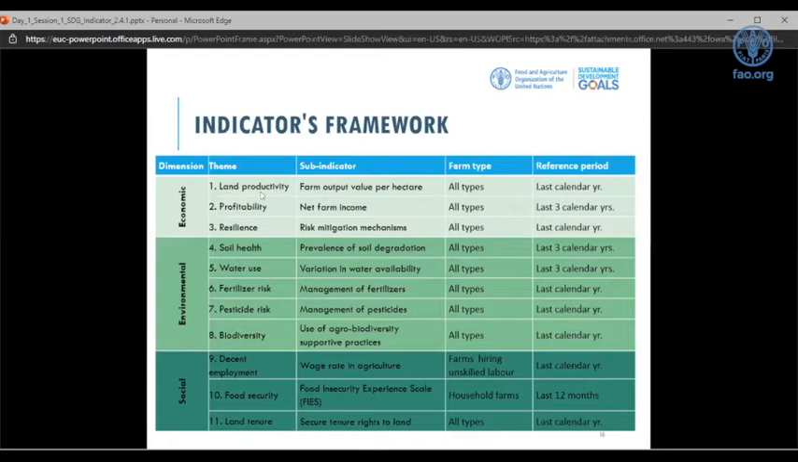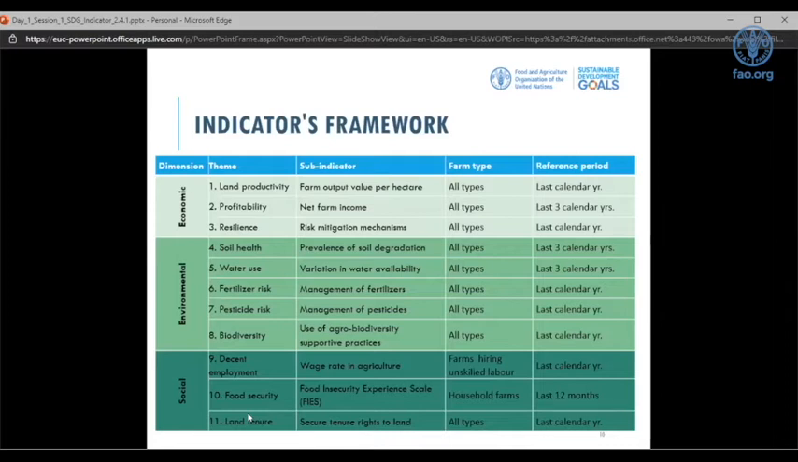So for the land productivity theme, we have farm output value per hectare. For the profitability theme, we have net farm income. And for the resilience theme, we have risk mitigation mechanism. Likewise, for the environmental dimension, we have five themes and five sub-indicators. And for the social dimension, we have three themes and three sub-indicators. So in total, we have 11 themes, as you can see here, and 11 sub-indicators. This decision was, of course, in relation to the measurability and cost effectiveness, as I was mentioning earlier.